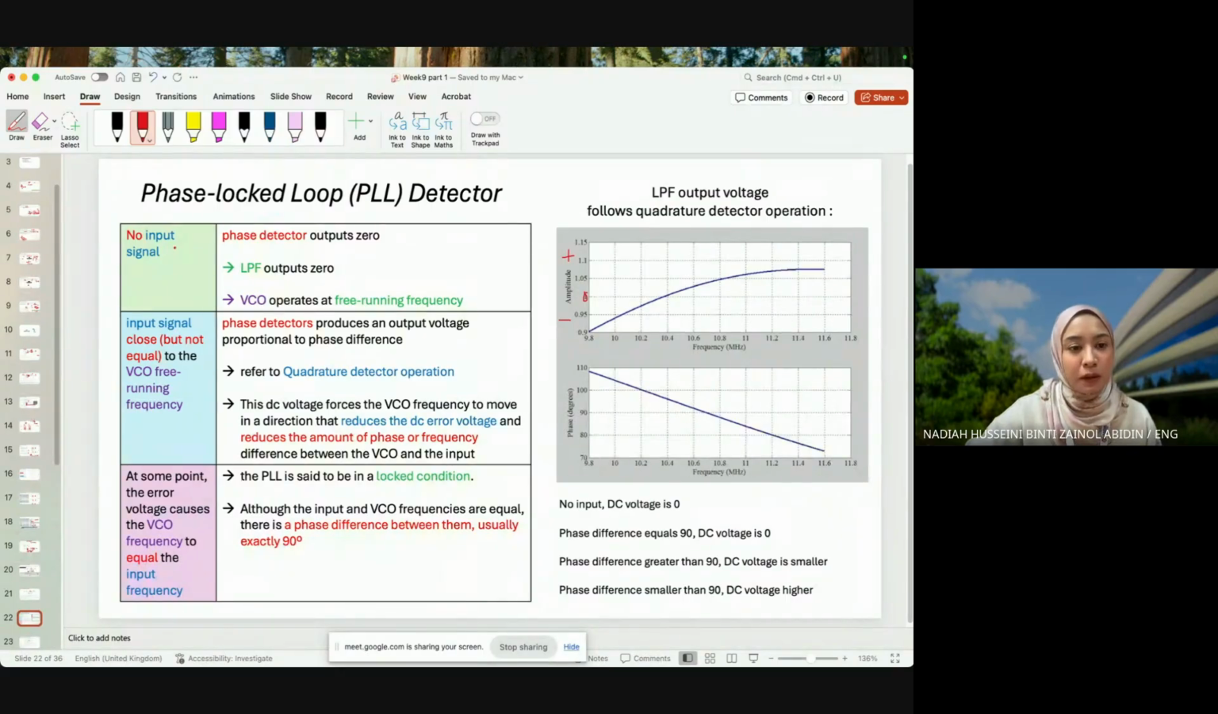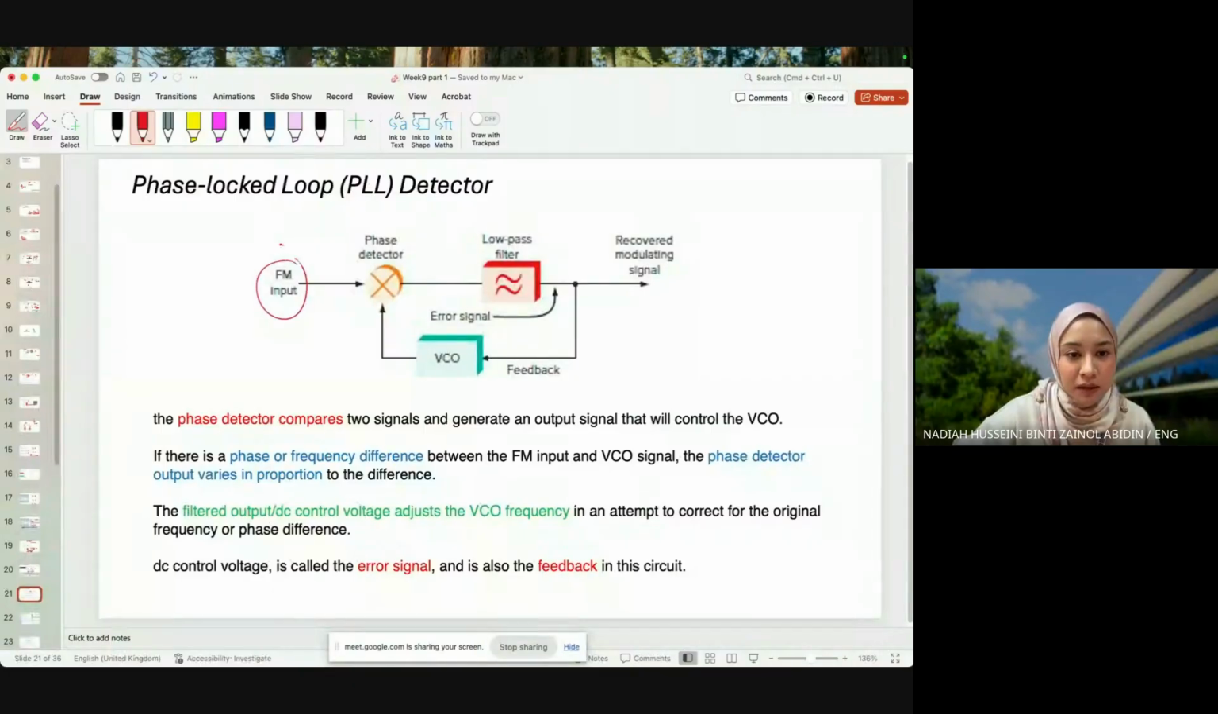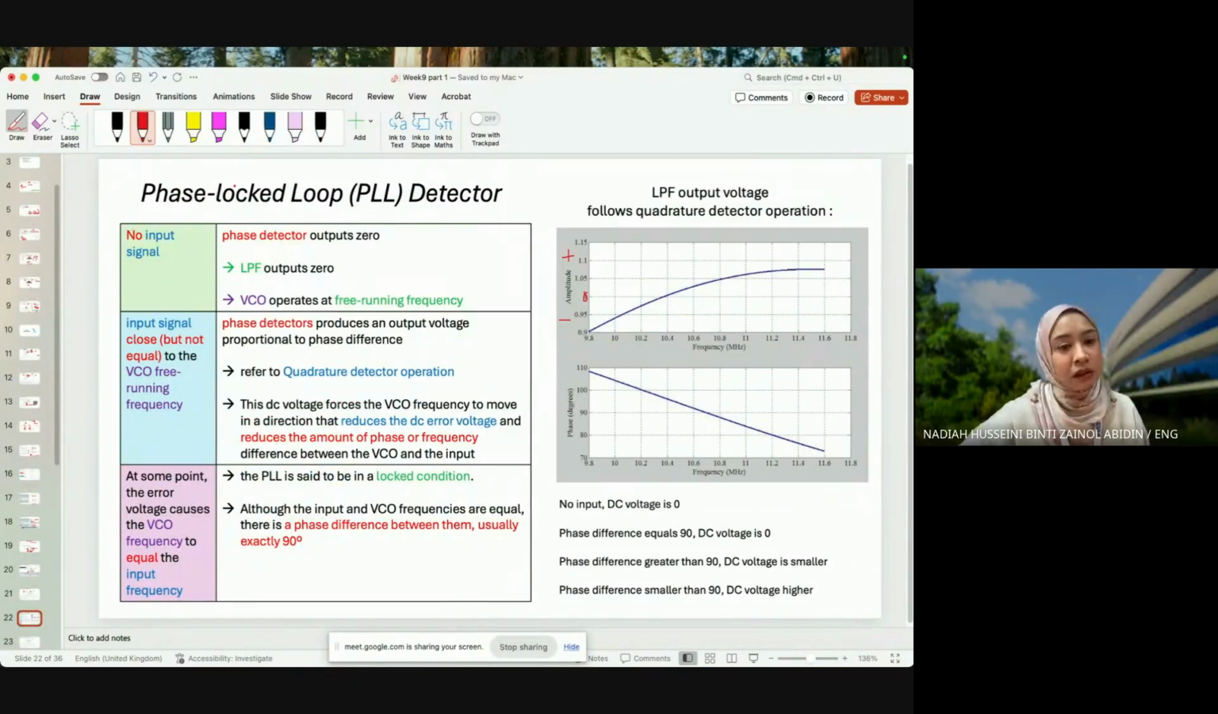Okay, so let's talk about these three scenarios. If there is no input signal, then the phase detector outputs 0, and the LPF outputs 0.